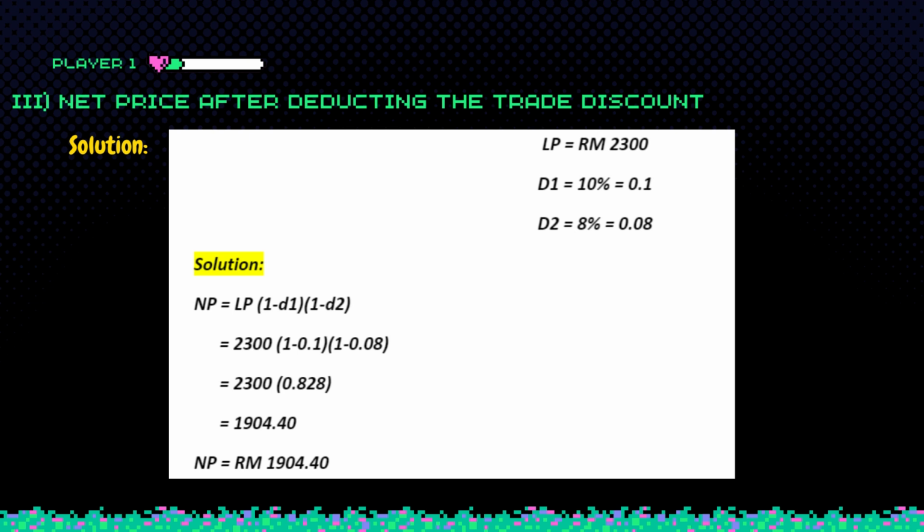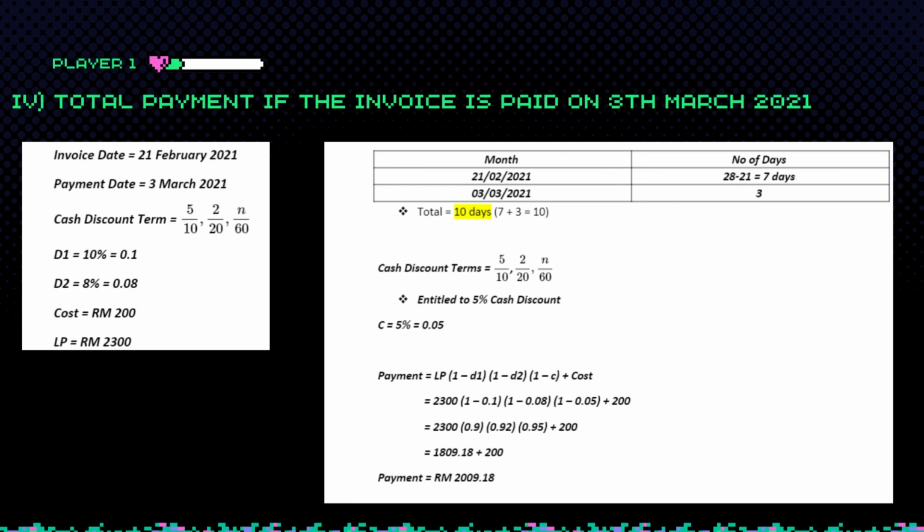Based on the question, it is stated that it is excluding the transportation cost of 200 ringgit. So actually you don't have to deduct the 200 ringgit cost from the 2,300 ringgit. Just follow the formula, substitute all of the information into the formula, and you will get 2,300 ringgit times 0.828. So the net price after deducting the trade discount is 1,904 ringgit 40 cents.